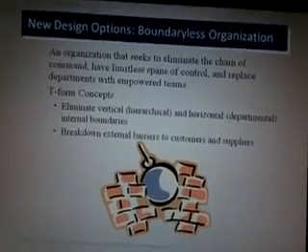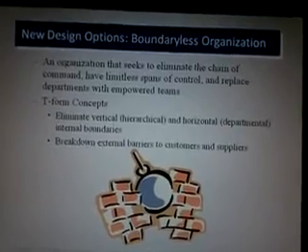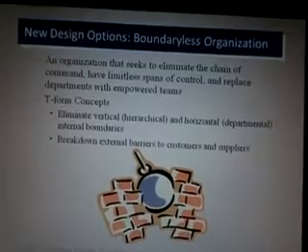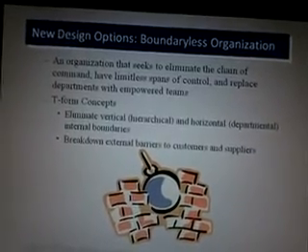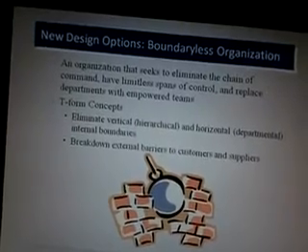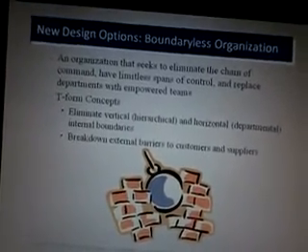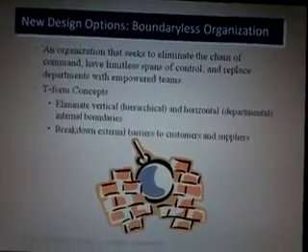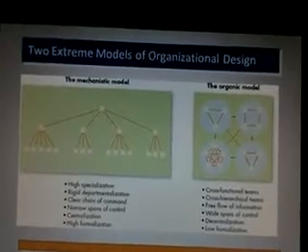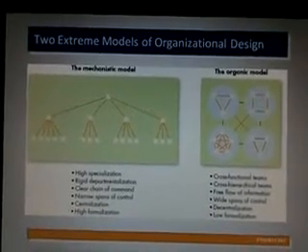Boundaryless organization. It's an organization that eliminates the chain of command, has limitless spans of control, and replaces departments with empowered teams. You sort of eliminate these boundaries. You don't have departmentalization. You just have one big organization. And it breaks down external barriers to customers and suppliers. So here are two extreme models. The first is the mechanistic model, the one on the left there.